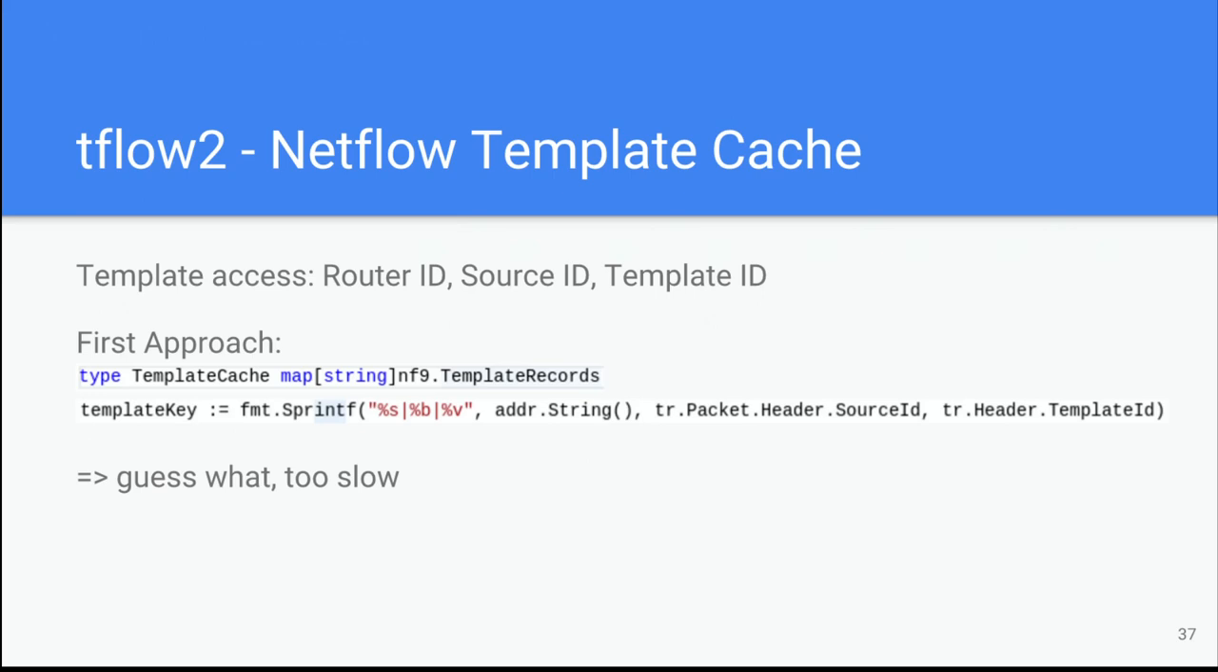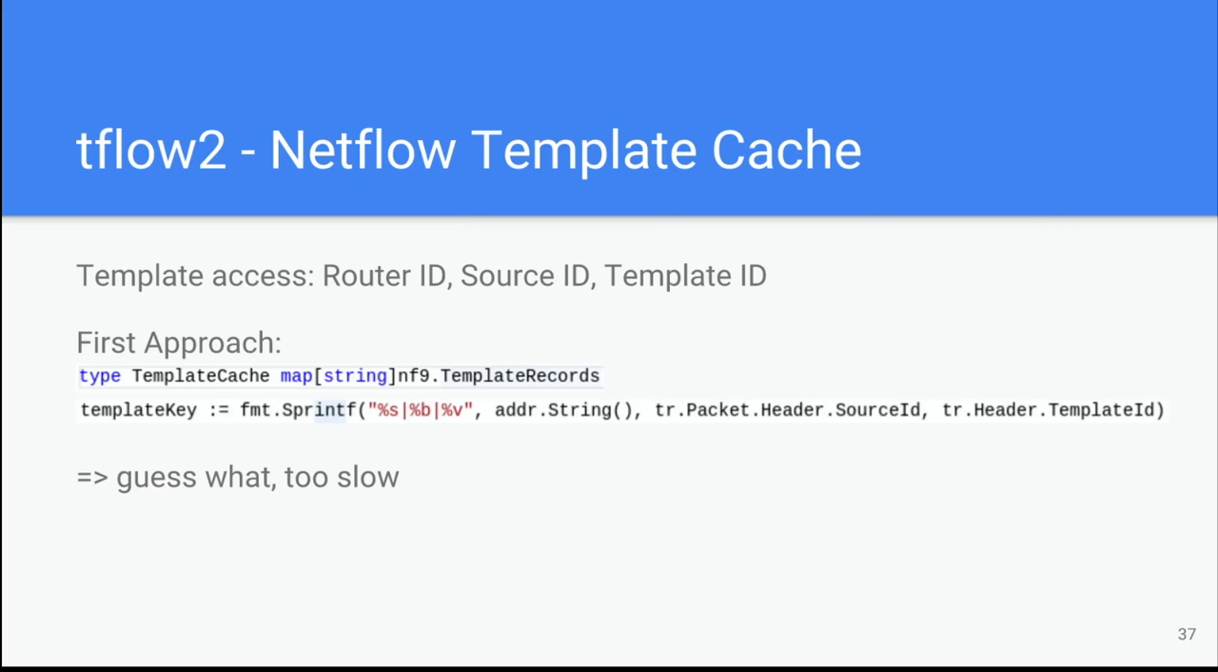To access this, I need to build a string, the template key here. And as you can see, what I did in the beginning was I used the fmt package and the Sprintf that creates me a string. And to find the correct template, I needed three pieces of information. First of all, the router ID, because the template IDs are only unique per router. So what I need is the router ID that we are talking about. The source ID, because you can have multiple sources that are reported in the Netflow header. For us, it's always zero, in my use case at least. But it needs to be there, actually. And the template ID itself needs to be there.